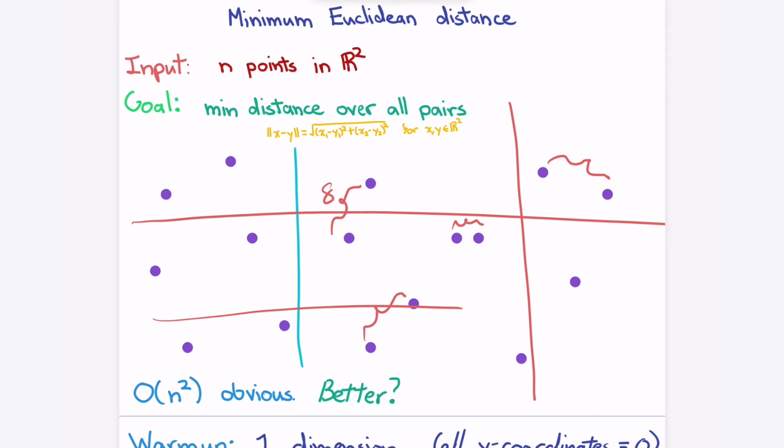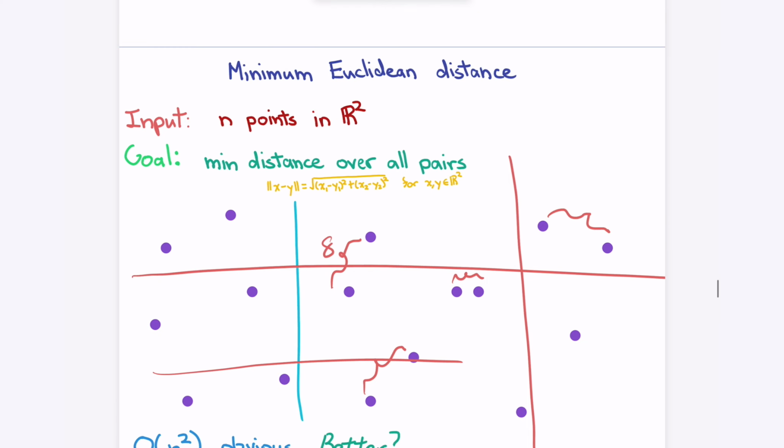Maybe if you imagine a lot of points, you divide the entire space into a grid. And then with that, if you have a grid, you would only have to check the points in that grid cell and maybe the surrounding ones.